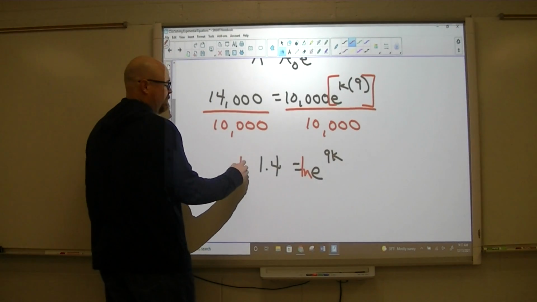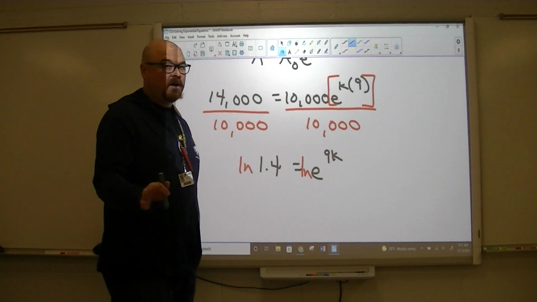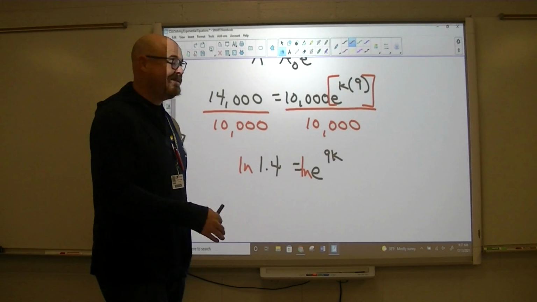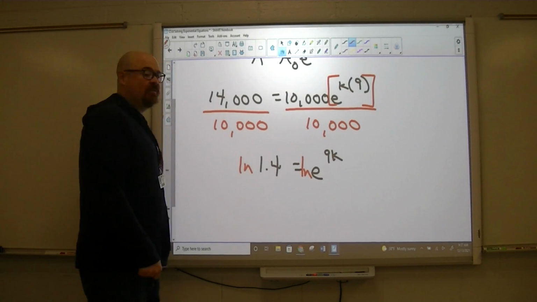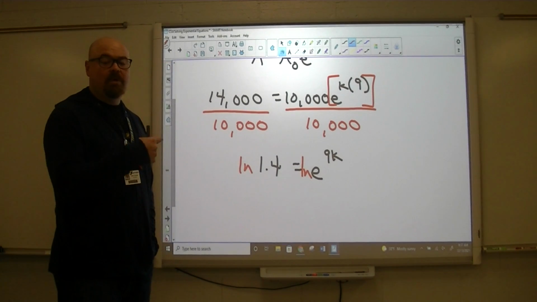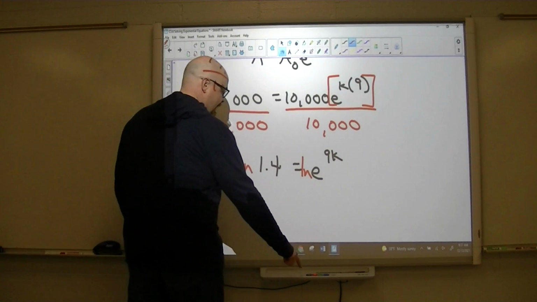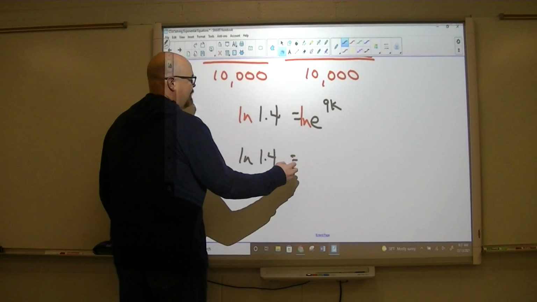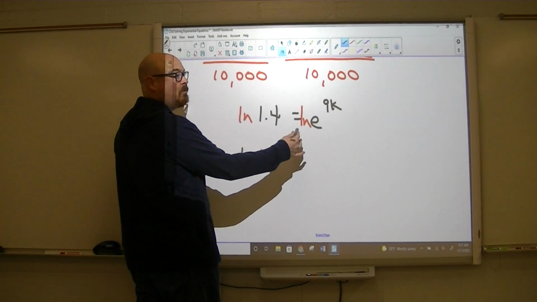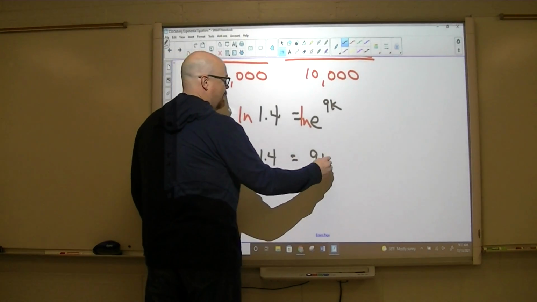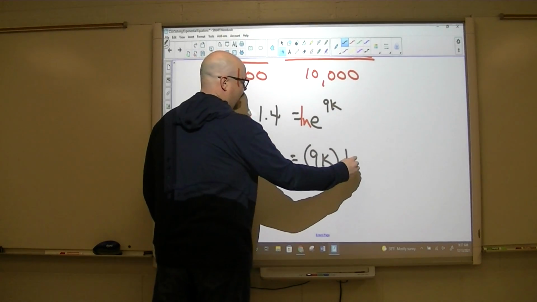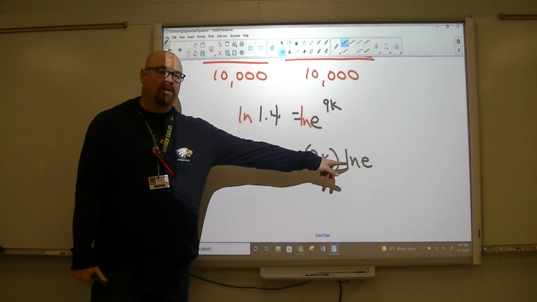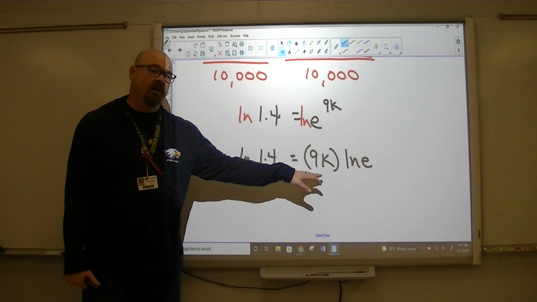So I'm going to take the natural log, and I can do any logarithm. I could do common log, I could do log base 4 million, it doesn't matter what the base is, okay? But for simplicity's sake, we make it natural log, and we'll talk about why in a second, okay? So we end up with the natural log of 1.4 equals, now that I've used this operation, the 9K comes down in front. I'm going to put parentheses around that. So we have this. We did take the natural log of E, so that's still there. And then the 9K just came down in front of it.